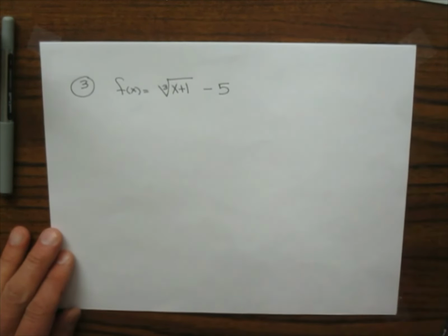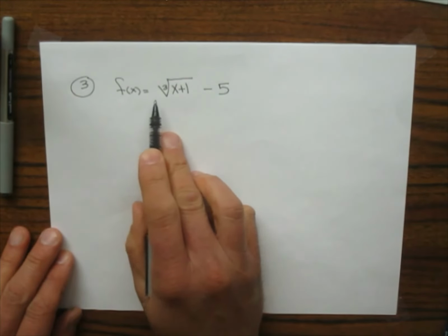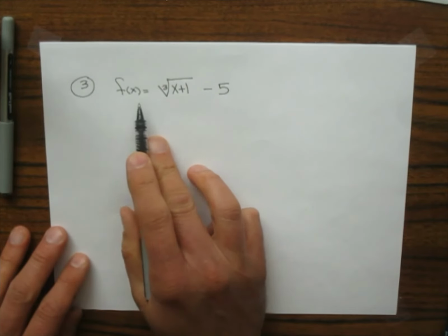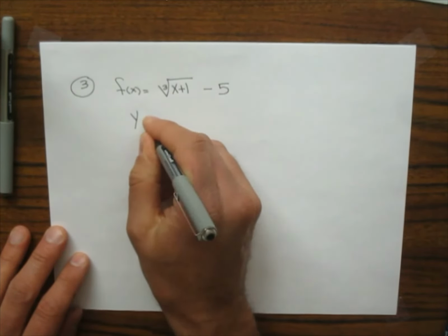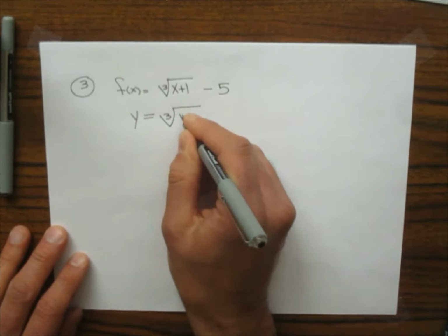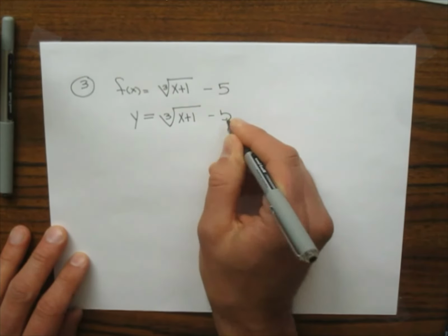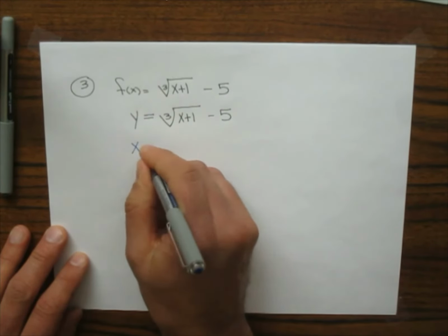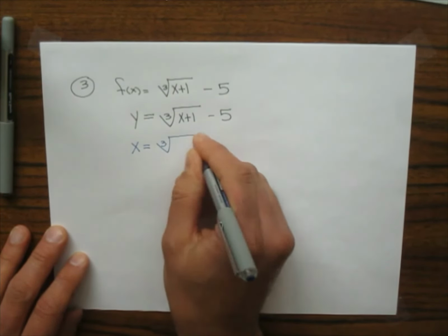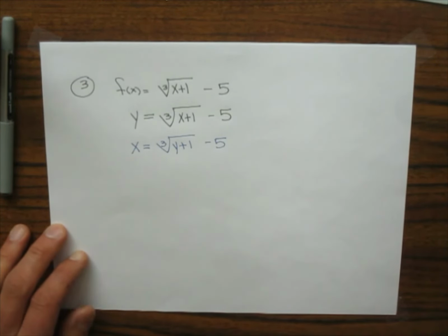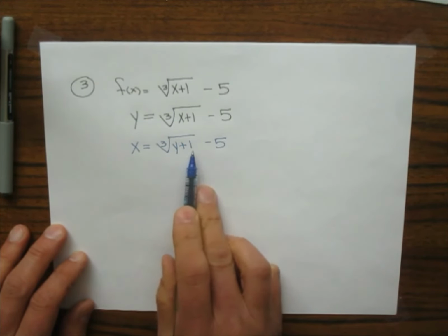And it's this one right here. Find the inverse of this, which has a cube root in it. Okay, so I'm going to replace f of x with y. Step 2, switch x and y. Step 3, solve for y. Now this is a little scary. We want to solve for this thing right here.